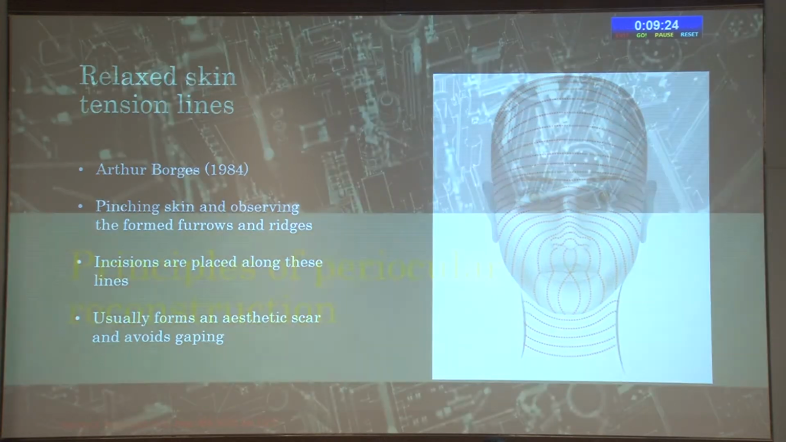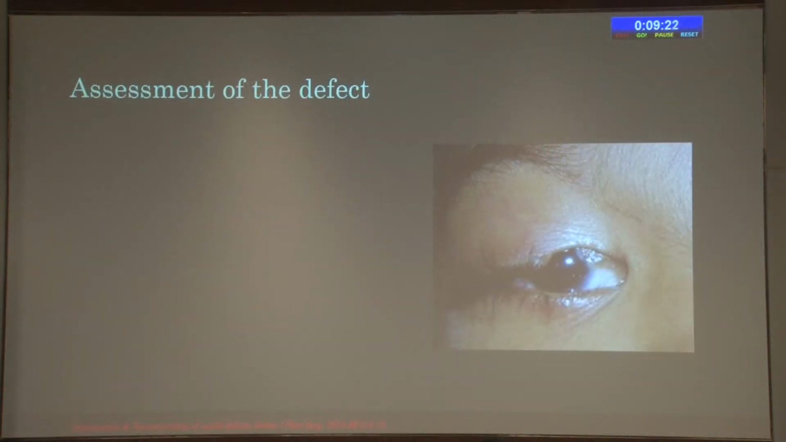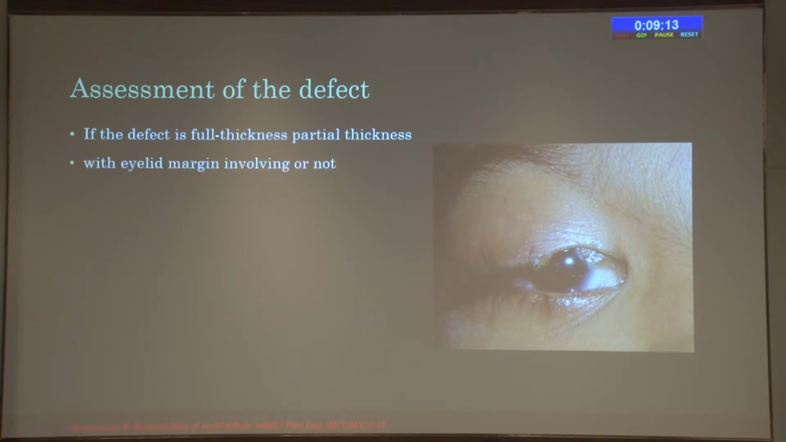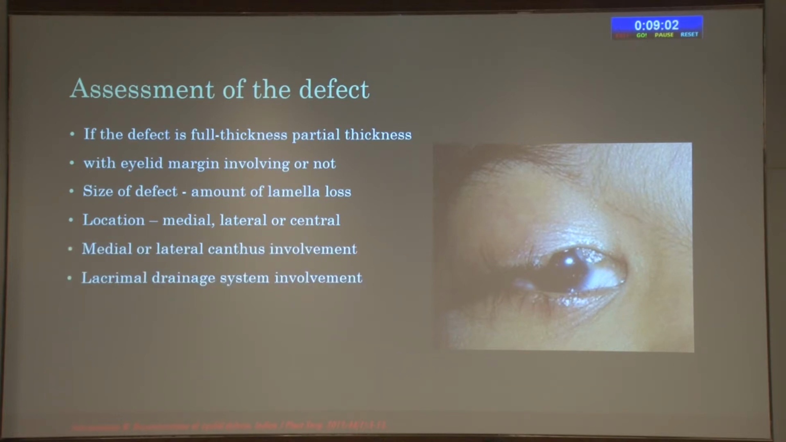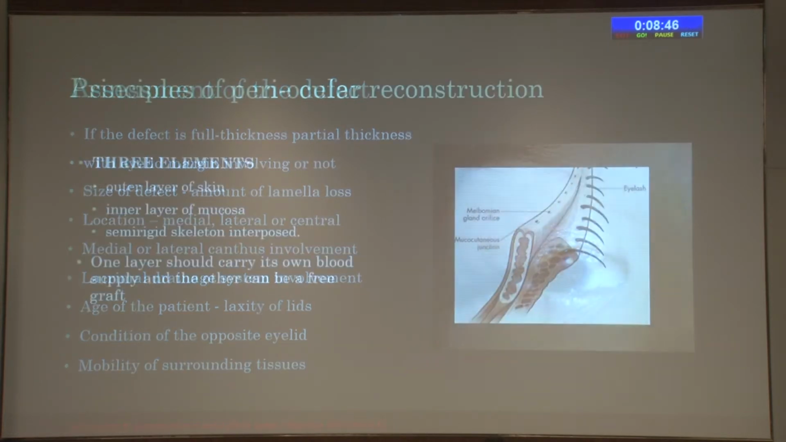When it comes to principles, the assessment of the defect is the most important thing that we do initially. We should be knowing whether it is a full thickness or a partial thickness defect, whether it's involving the lid margin or not, the amount of lamellar loss, each lamellar loss, the location, whether it's medial, lateral, or central, whether there is any canthal involvement, whether there is any canthal tendon involvement, whether there is lacrimal drainage system involvement. The age of the patient and laxity of the eyelids is important to decide which kind of reconstruction we want to take up, including the condition of the opposite eyelid and mobility of surrounding tissues.